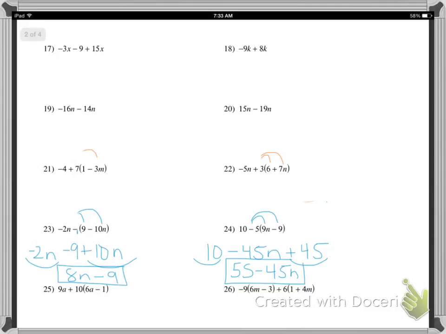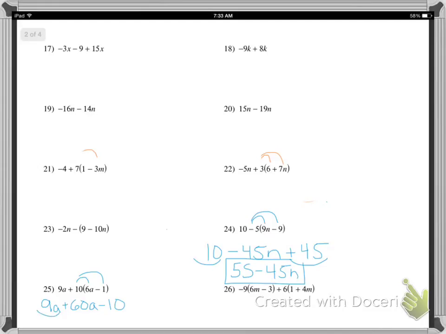Let's try another one. Let's do this bottom one right here. Erase the stuff there so it doesn't confuse you. 10 times 6a, 10 times negative 1. 10 times 6a is 60a. 10 times negative 1 is negative 10. Bring down the 9a. Put the positive in front of the 60.